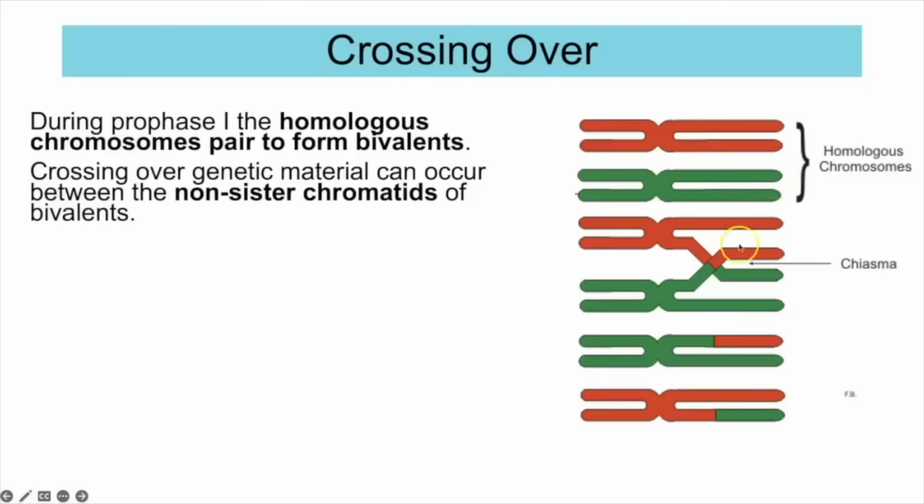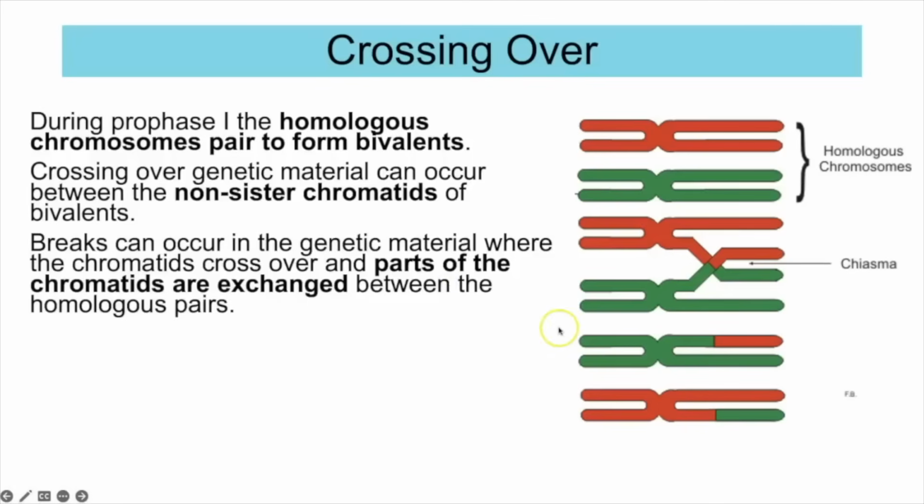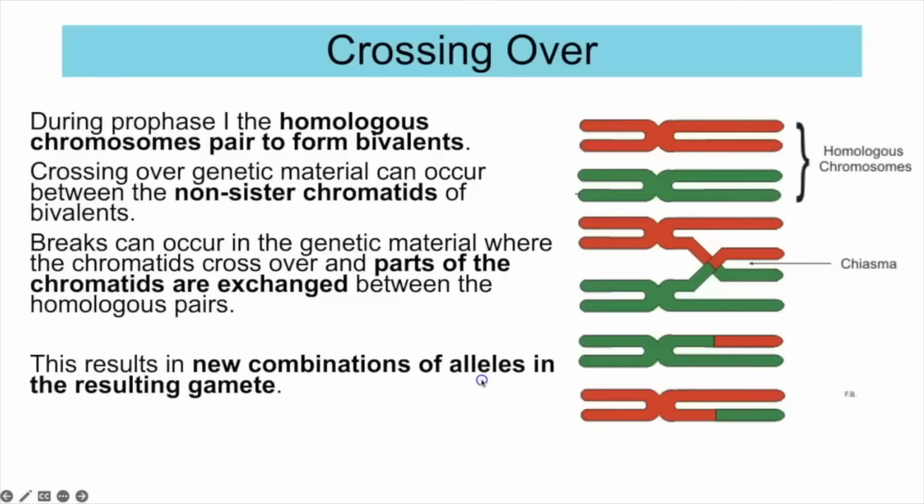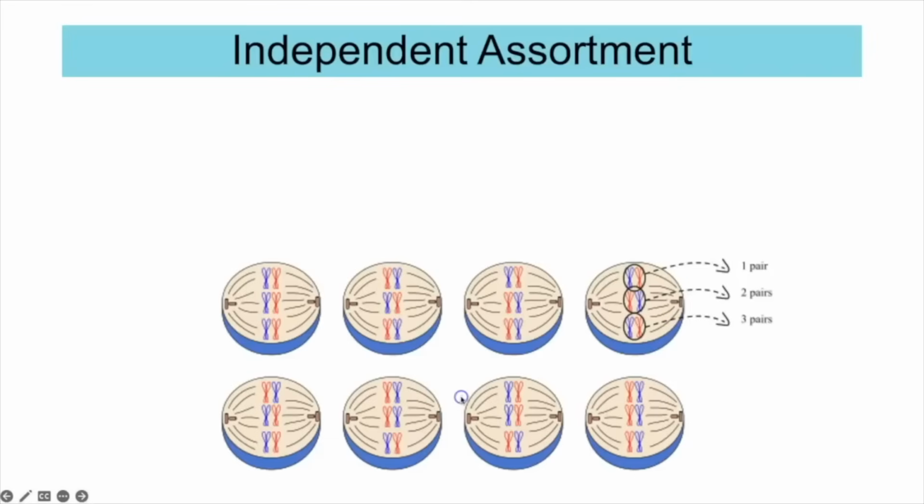Crossing over of genetic material can occur. So these non-sister chromatids, meaning a chromatid from the different chromosomes, cross over and form what we call a chiasma, and that is where the crossing over happens. Now, the tension that creates can result in breaks occurring, and we then get this exchange in material of those chromatids. And as a result, the alleles that were on this chromatid are now going to be part of this chromosome. So we have this new combination of alleles in the resulting gametes.